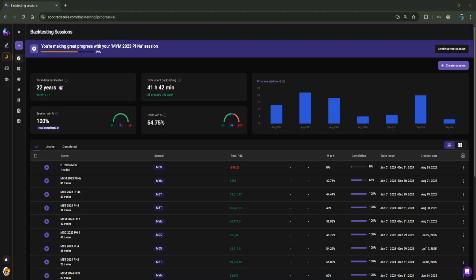Phase 2, I need to prove that this works. I need to prove it. So I take that same instrument, I go back to 2023, and I trade that whole year again. And honestly, I don't have a photographic memory, so I can't remember what 2023 was. I trade it again, but this time I'm sticking to my rules.